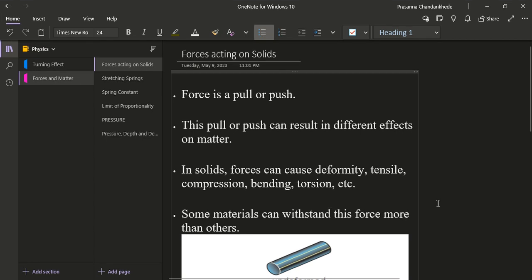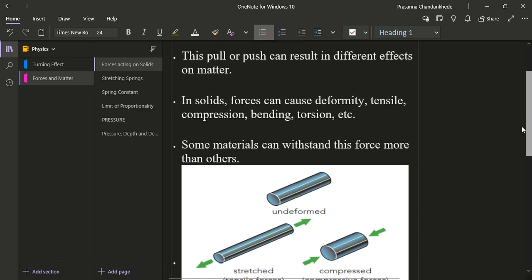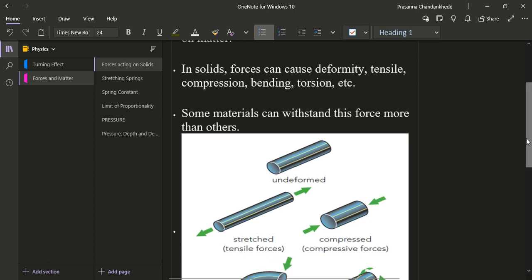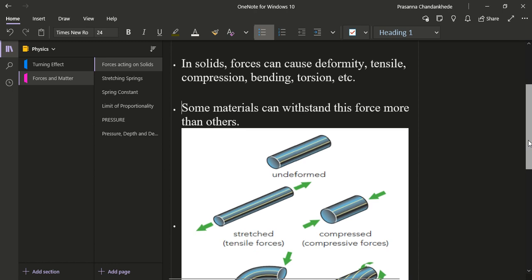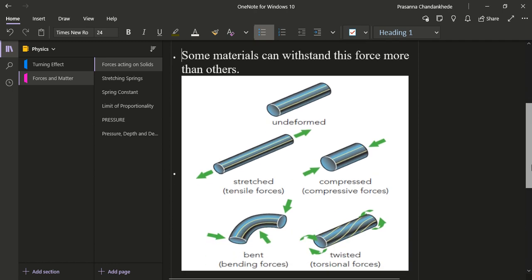Today's video is based on IGCSE Chapter 5 Physics, Forces and Matter. So let's start. Forces acting on solids. We all know that force is a push or a pull. This pull or a push can result in different effects on matter. In solids, forces can cause deformation: tensile, compression, bending, torsion, etc. Some materials can withstand this more than others.